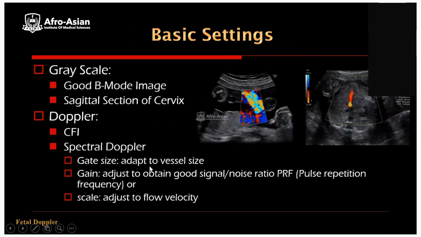The basic settings for grayscale: a good B mode image, sagittal section of the cervix. Doppler: CFI, spectral Doppler. For color Doppler imaging, we have settings, and for spectral Doppler, we have to adjust the gate size to adapt to vessel size. Gain is adjusted to obtain a good signal to noise ratio. PRF, pulse repetition frequency, or scale, is adjusted to flow velocity.